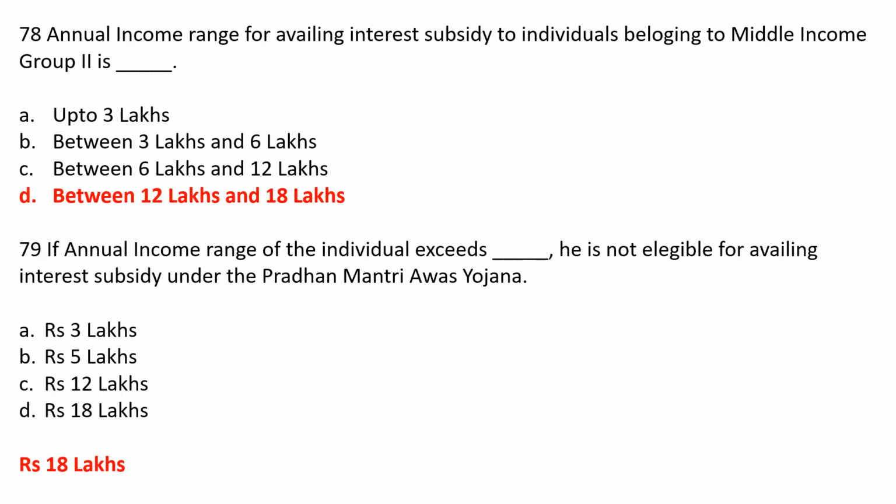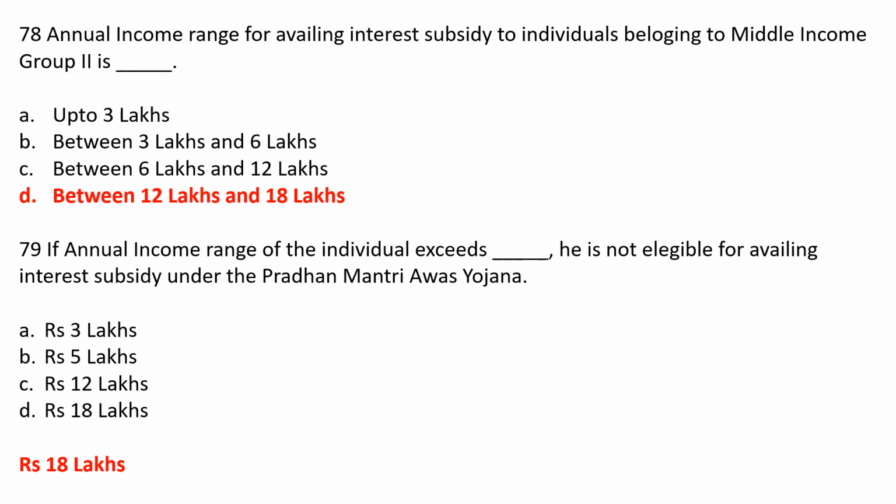Annual income range for availing interest subsidy to an individual belonging to middle income group 2 is: option A, up to 3 lakhs; option B, between 3 lakhs and 6 lakhs; option C, between 6 lakhs and 12 lakhs; option D, between 12 lakhs and 18 lakhs. The correct answer is option D, between 12 lakhs and 18 lakhs.